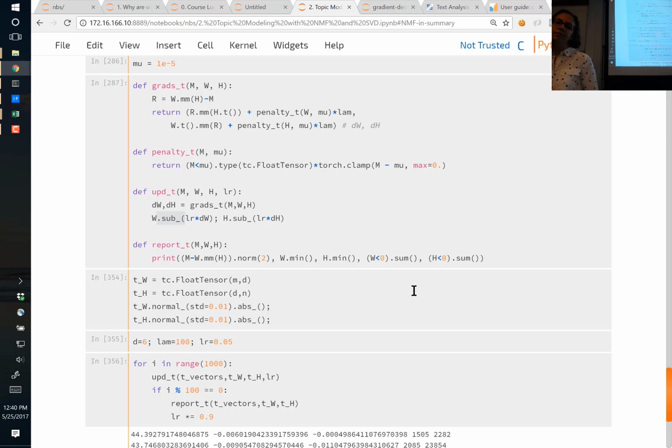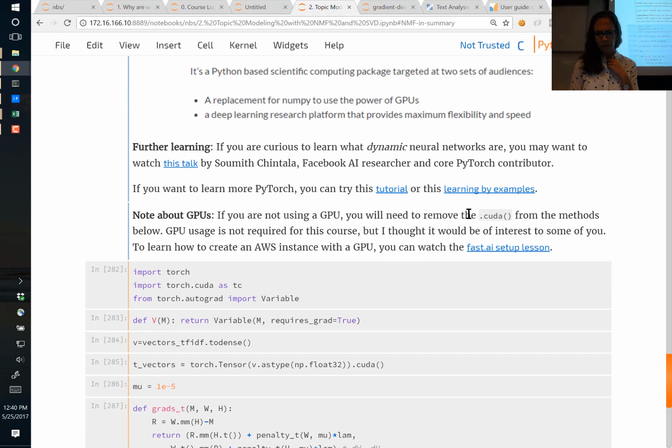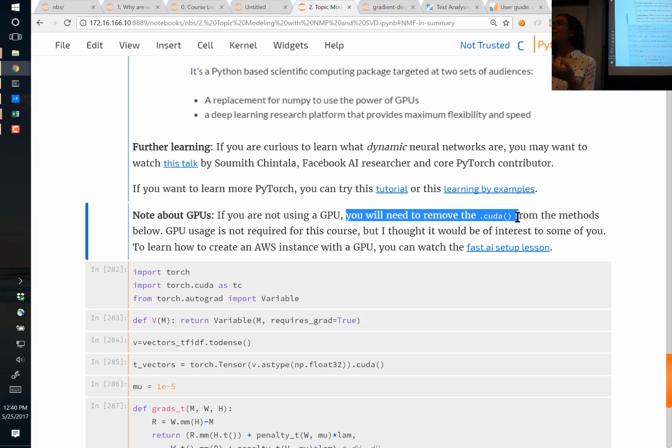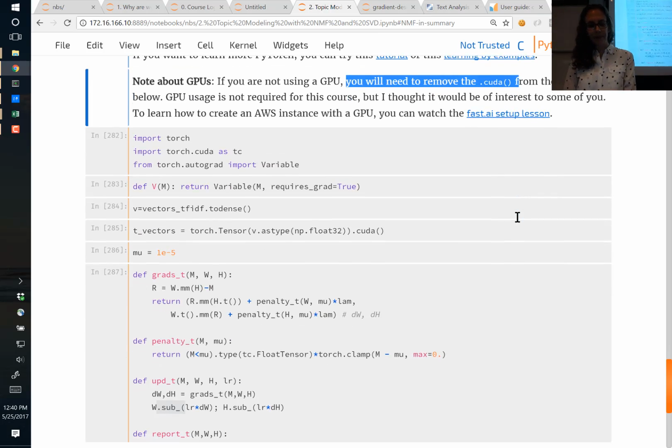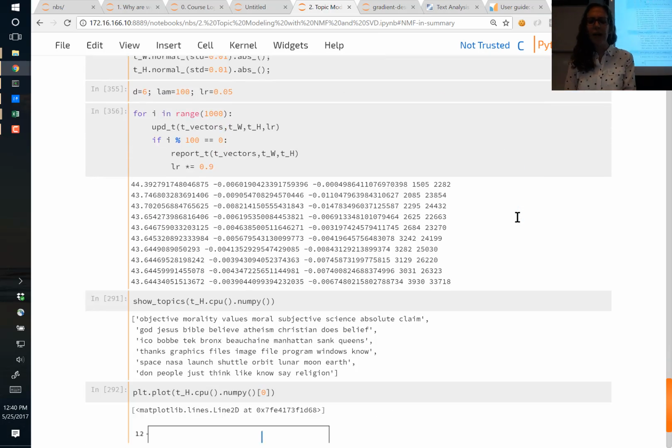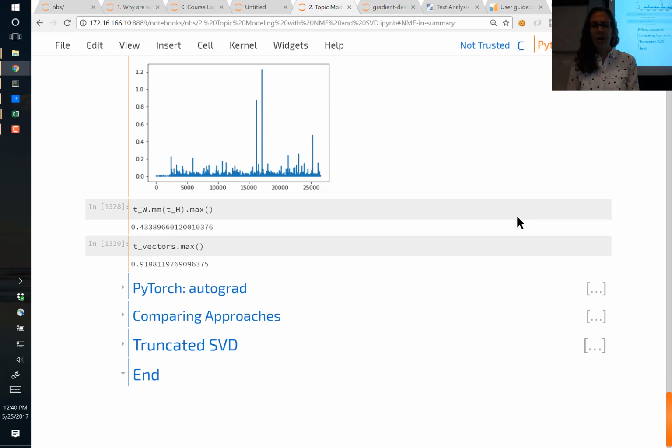The word .CUDA in the code, you'll need to remove it if you don't have a GPU. Also, when you're using PyTorch, if you do have a GPU, you need to be sure to use .CUDA. Otherwise, PyTorch will not put your stuff on the GPU, which is what you want to get the speed up. So you have to tell it to do that. And you will have to install PyTorch to be able to do this. I recommend using Anaconda.